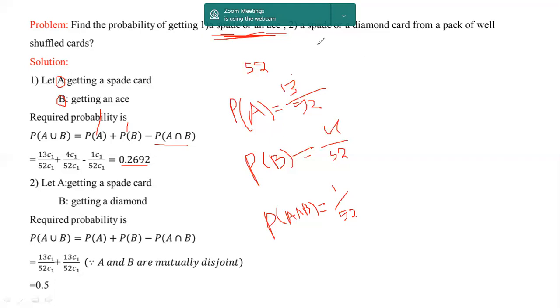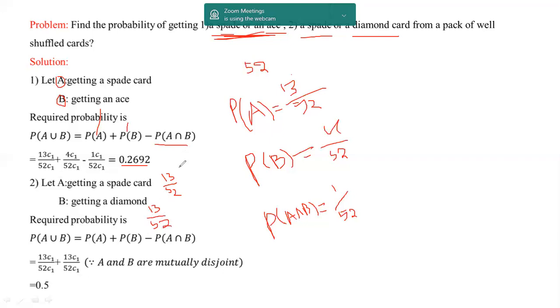And the second question is probability of getting a spade or diamond card. As we see, the probability of getting spade is 13 out of 52, which is 13 by 52. And there are again 13 diamond cards. So probability of getting diamond is also 13 by 52. Spade also 13 by 52.